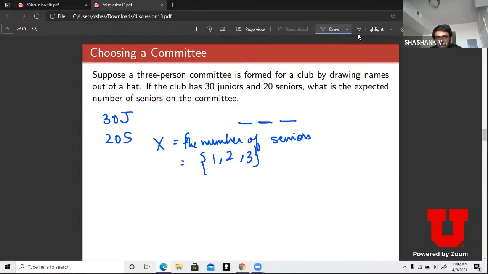I'm sorry, I cannot see the chat. Oh, 0, 1, 2, 3. Okay. But I think in this case we're considering the number of seniors to be there in the committee, so we'd only be considering 1, 2, 3 right now.